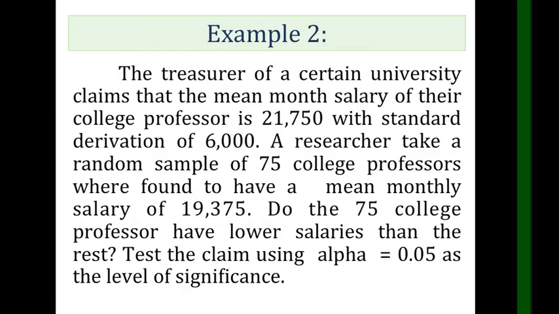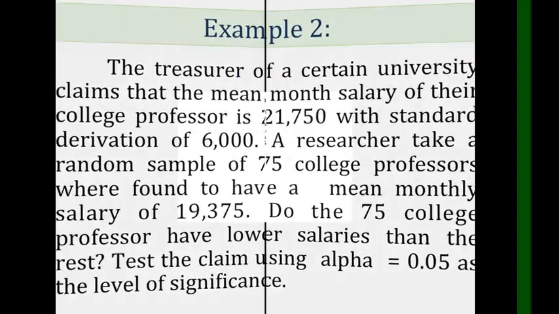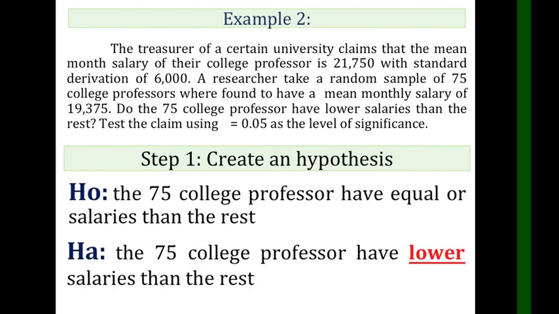Okay, another. Ito yung sample natin kanina na kung saan ang nakuha natin ito, no? So, may konting mali lang tayo dito. Okay, anyway, tignan na lang natin itong HA. The 75 college professors have lower salaries than the rest. So, ibig sabihin lower. Is it directional or non-directional? So, the answer is directional kasi lower. So, it is lower, so pababa. Meron siyang isang patutunguhan. So, since it's directional, it is one-tailed. And the alpha is 0.05.